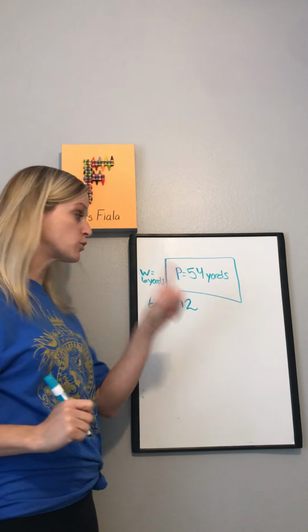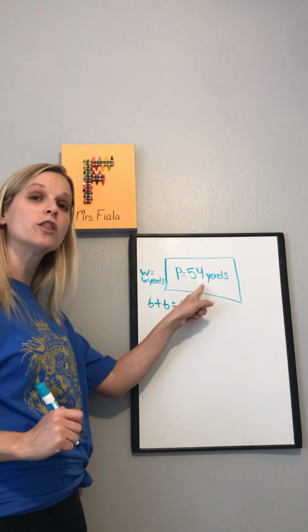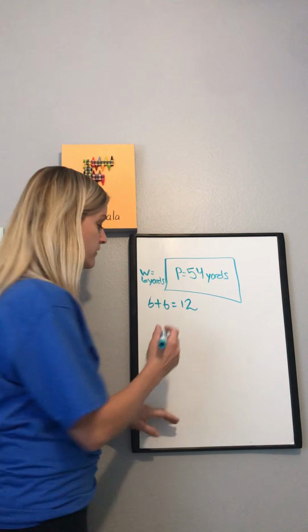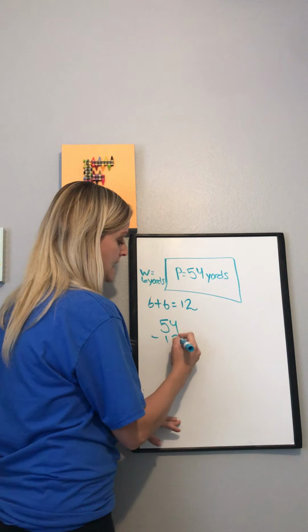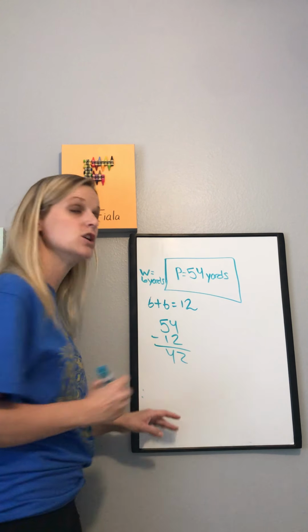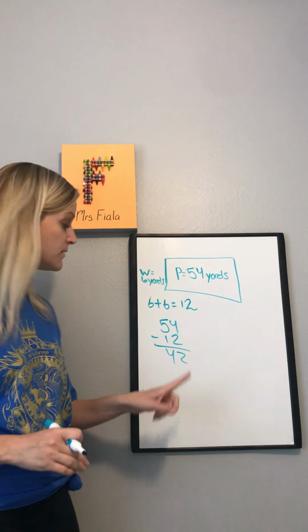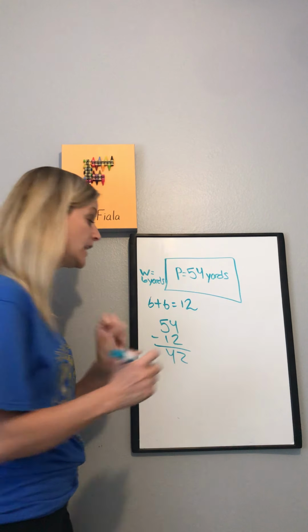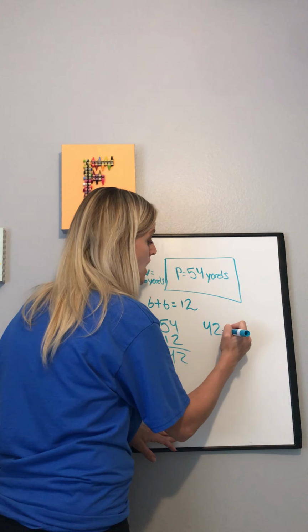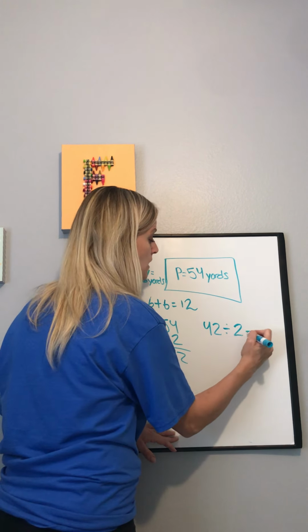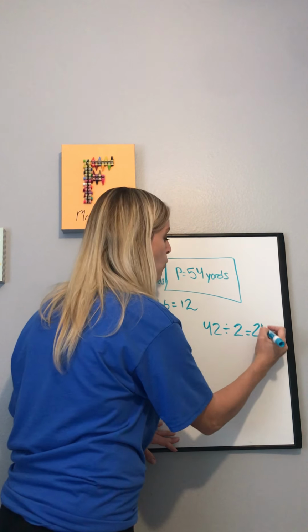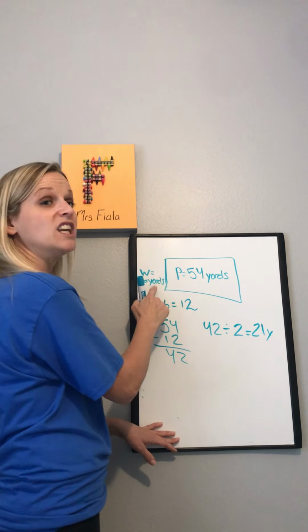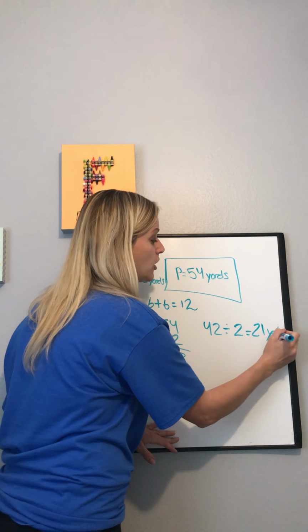Step 2, subtract that answer from the perimeter. The perimeter is 54. So 54 minus 12 gives me 42. My last step is to take that answer and divide it by 2. So 42 divided by 2 equals 21. 21 yards. Don't forget your units.